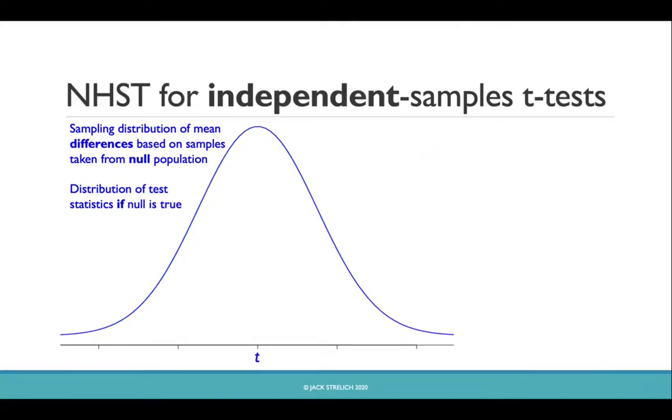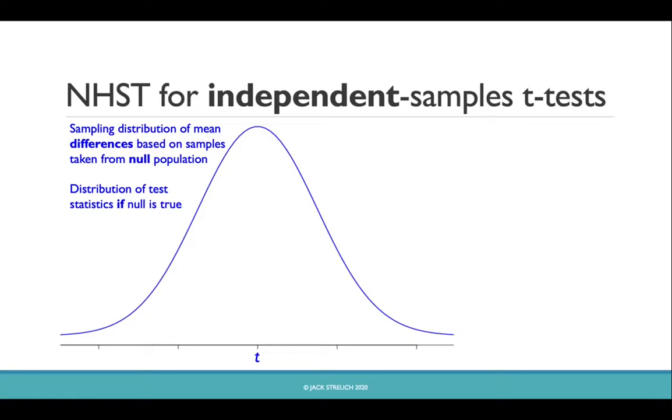Now let's talk about null hypothesis significance testing for independent samples t-tests. So here, this blue curve once again represents the distribution of test statistics if the null is true. Here, however, this is the sampling distribution of mean differences based on samples taken from a null population. So in other words, if we have the null population, we draw two samples from it, compute the mean of each sample, compute the difference between those two means, and plot it.